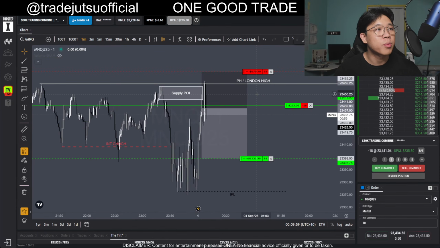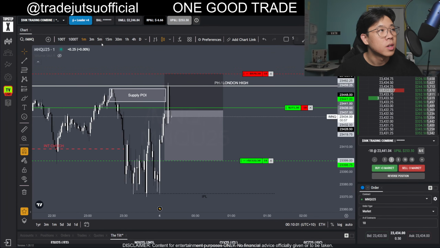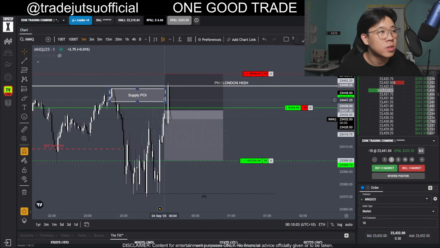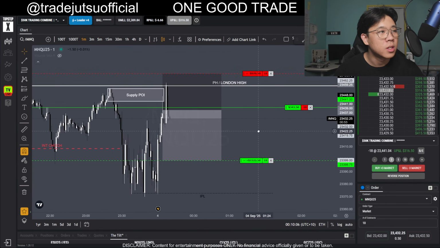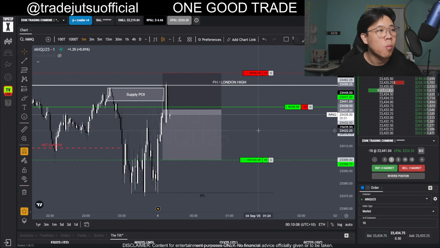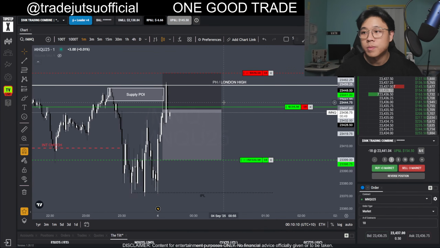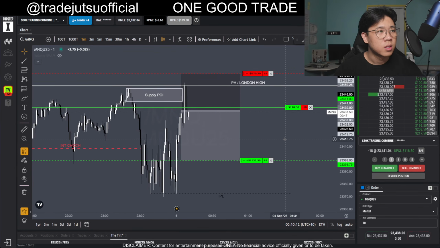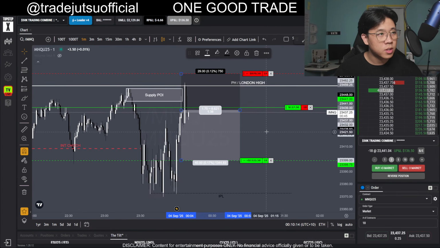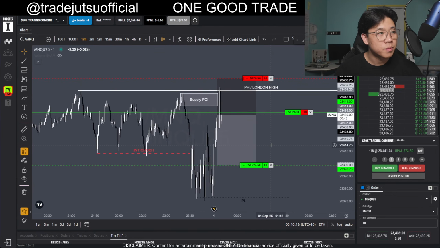I could have maybe improved on the entry area. I did see that initial sweep of the supply zone. Got a bit excited. Yeah, but currently it's a 1.38 risk to reward.